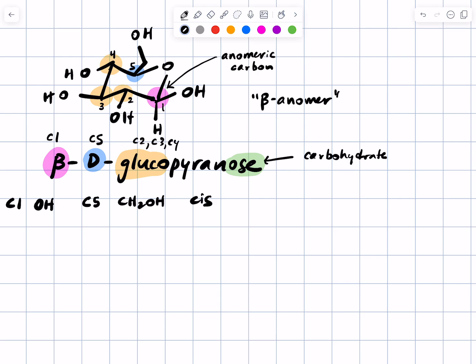And then pyran refers to the cyclic form. A pyran specifically is a six-membered ring with one oxygen in the ring. So when you see beta-D-glucopyranose, that tells you that it's glucose in its cyclic hemiacetal form, and the anomeric carbon has the beta configuration and it's D-glucose. Right? Questions about that?